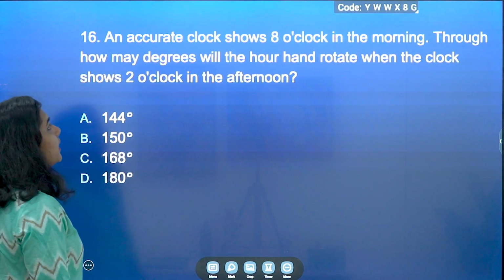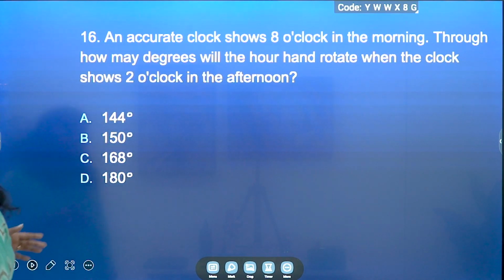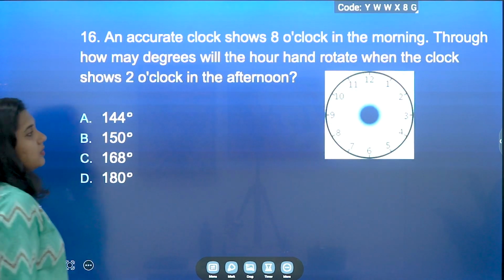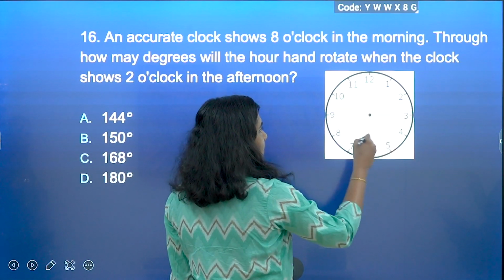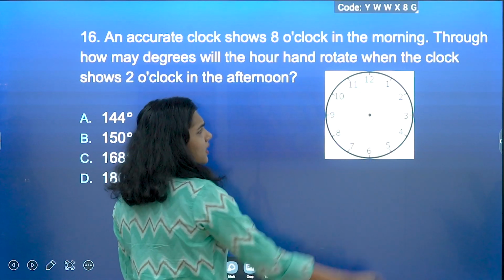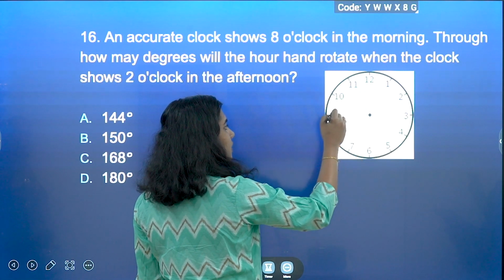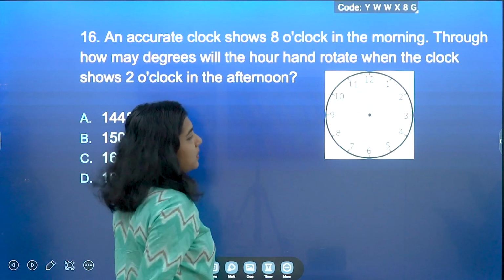Okay, an accurate clock shows 8 o'clock in the morning. Through how many degrees will the hour hand rotate when the clock shows 2 o'clock in the afternoon? So this is how a clock looks, right? So you know that the whole is 360 degrees, and you have 12 equal parts, right? 1, 2, 3, 4, 5, 6, 7, 8 and 9, 12, right?